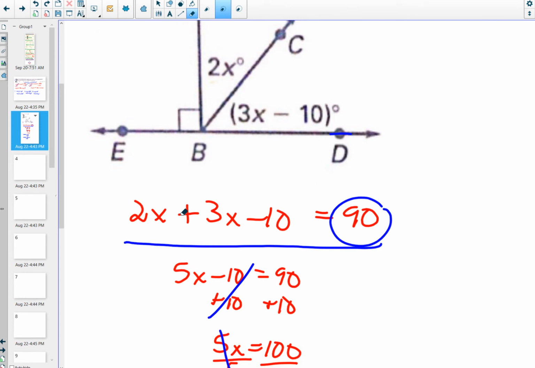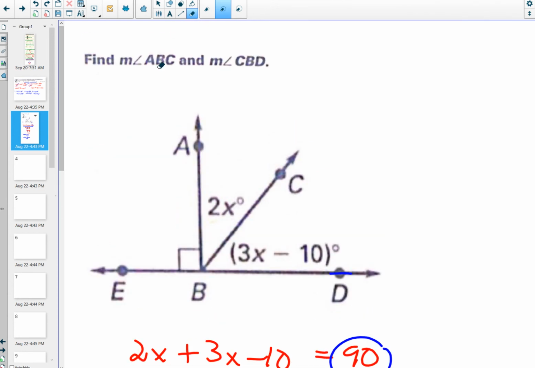Wait, so what are you trying to find? What's the final answer? At the end, the final thing I'm trying to find is the measure of angle ABC and CBD. But I can't do that if I don't know what x is. x is an unknown number. At the beginning, I know that ABC is going to be 2 times some number. I don't know what that number is. All I know about CBD is that it's 3 times some number, and then I take away 10. But I don't know what that number is.